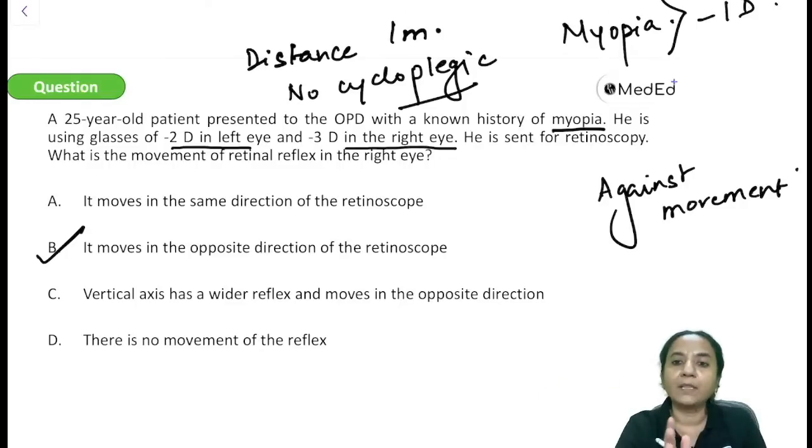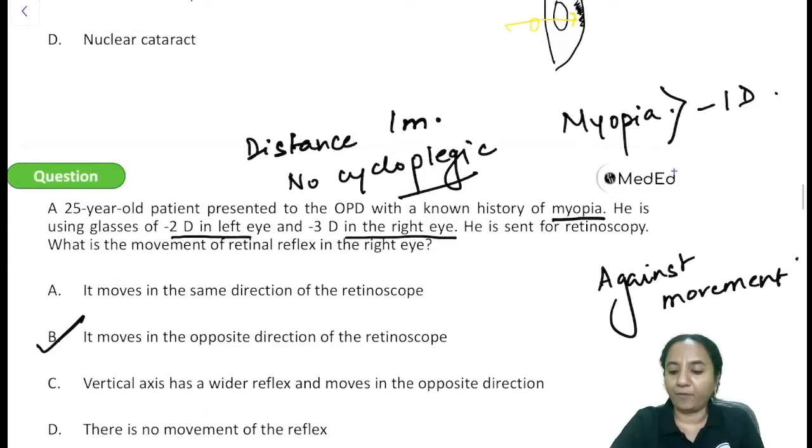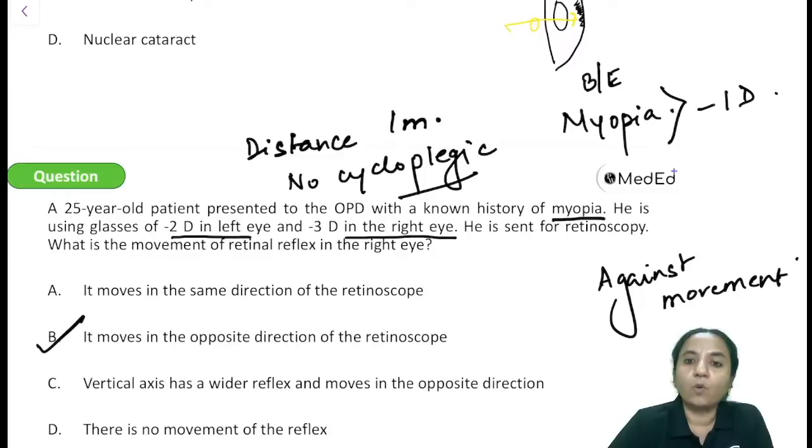So here, both in the right eye as well as in the left eye, not just in the right eye, even in the left eye, the myopia is more than -1. So in case of the left eye also, I am going to get against movement only.